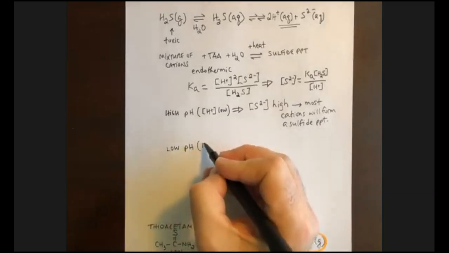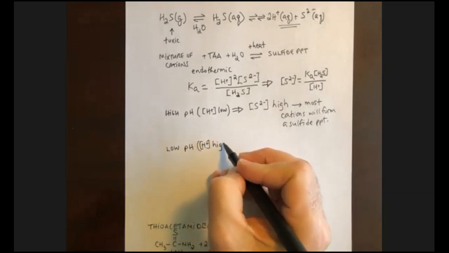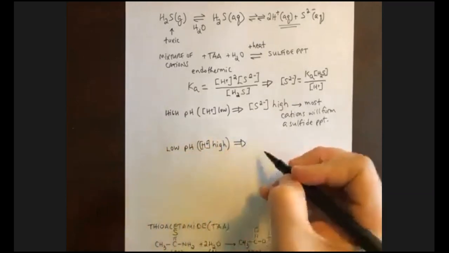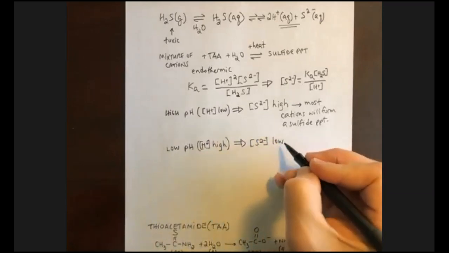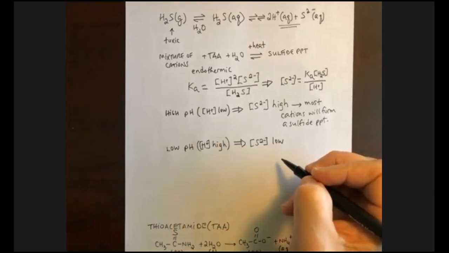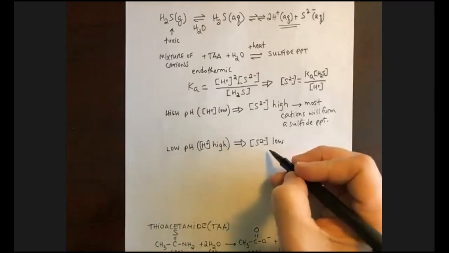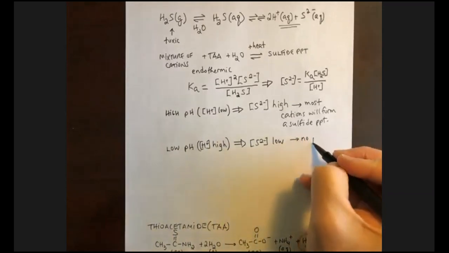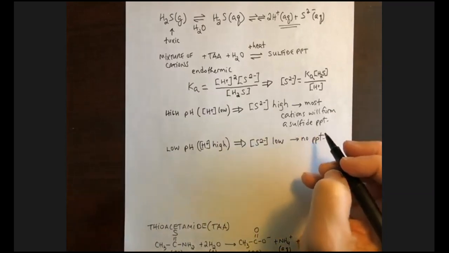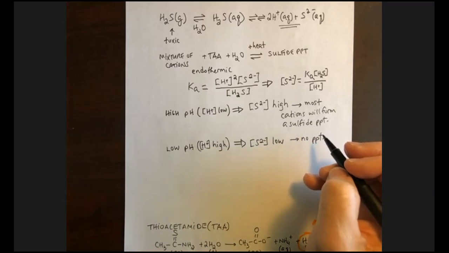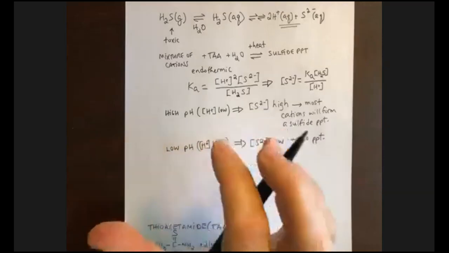what happens is you have a higher concentration of hydrogen ions, which means that now our concentration of sulfides is low. If the concentration of sulfides is low, then there's no precipitate at all, right? There's not enough sulfides to drive our cations into a sulfide precipitate. So what we try to do is find some kind of a range.